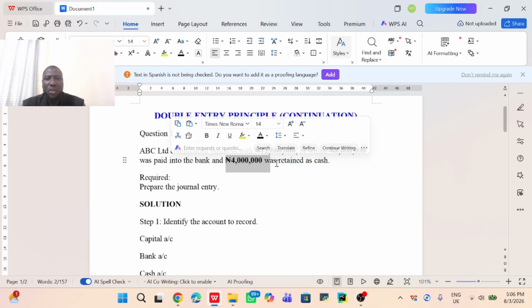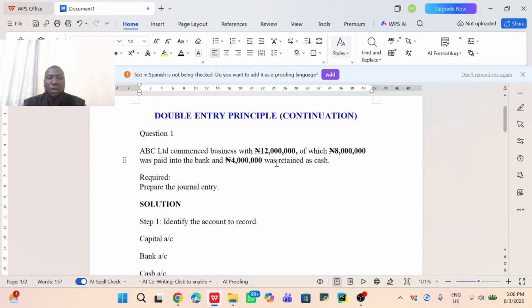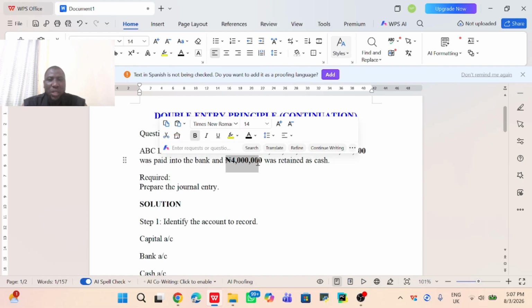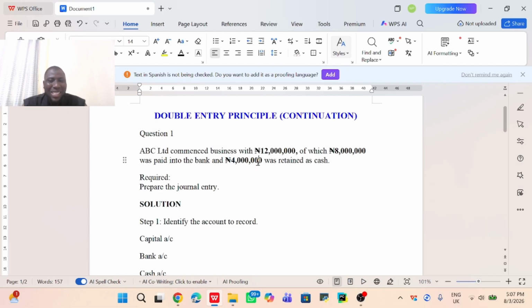For example, if you have 1 million naira as cash, maybe at home, and you add this 4 million naira to it, you will have a balance of what? 5 million naira. That means it increases. You are going to debit your cash.